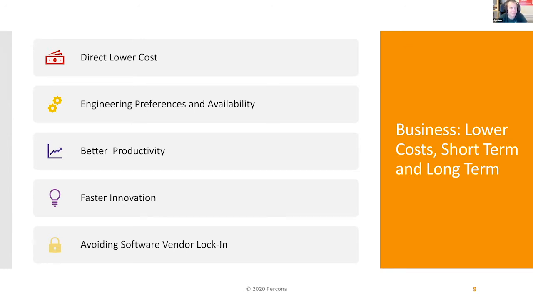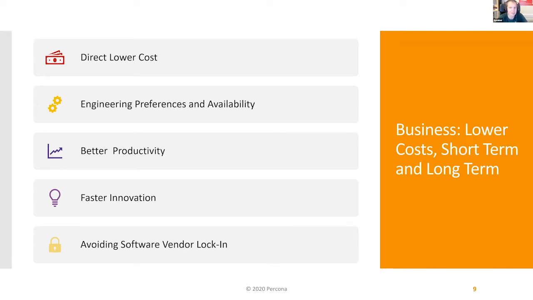Because while the source code of open source software is free, right, and there may not be a license to pay, really running software and customizing it for your needs and so on and so forth, that is not free, right? But cost often can be lower. Also, over the years, we can see that engineers' preferences and availability were getting better and better for open source, right?